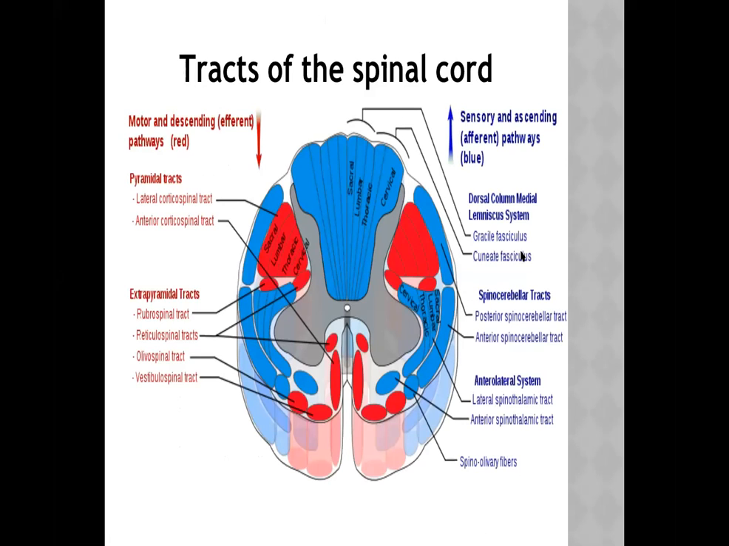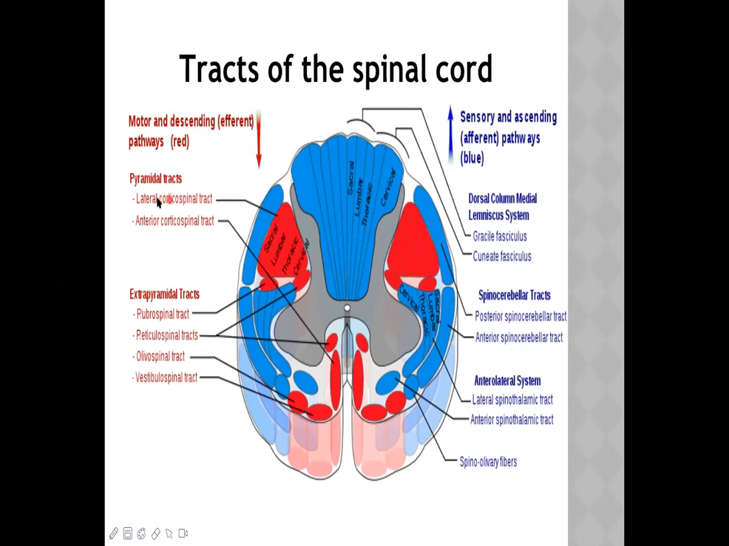So before we move further, all of you, please focus on this picture. I'm sure all of you can see it quite nicely. So see here now. These are the tracts which are present in the spinal cord. The red one are the motor or descending tract, and the blue one are the ascending or the sensory tract. So let's start with the motor and then go to the sensory.